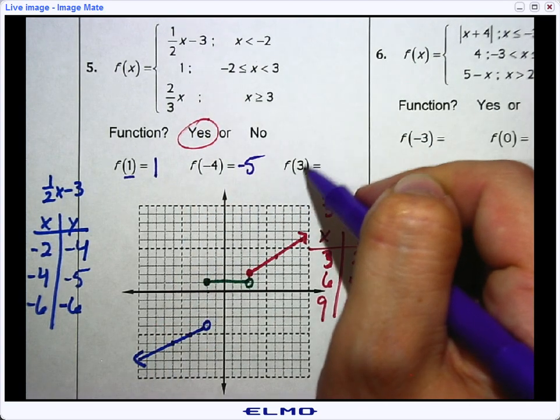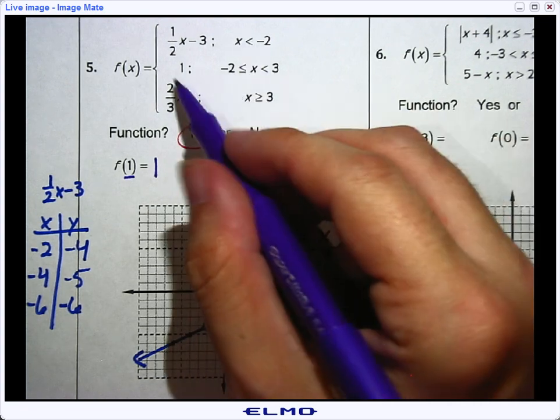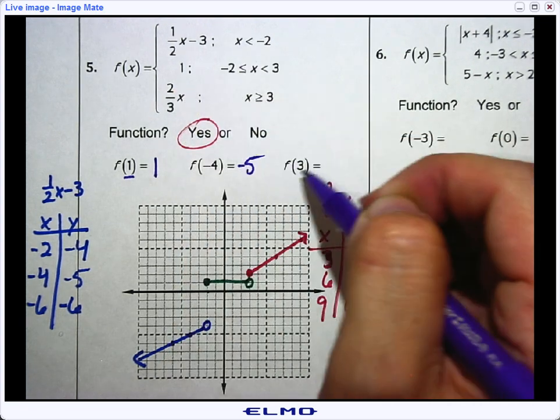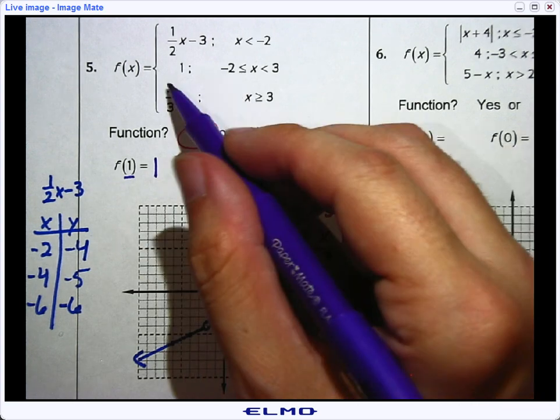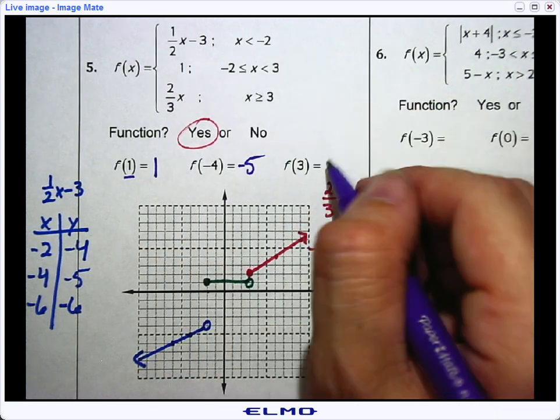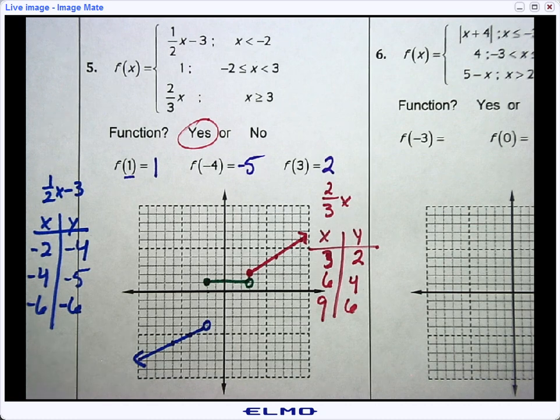Plug in a 3, which is greater than or equal to 3. So that's going to go into the 2/3 x. So you're going to do 2 times 3, which is 6, then divide by 3 to get 2. There are your evaluations.